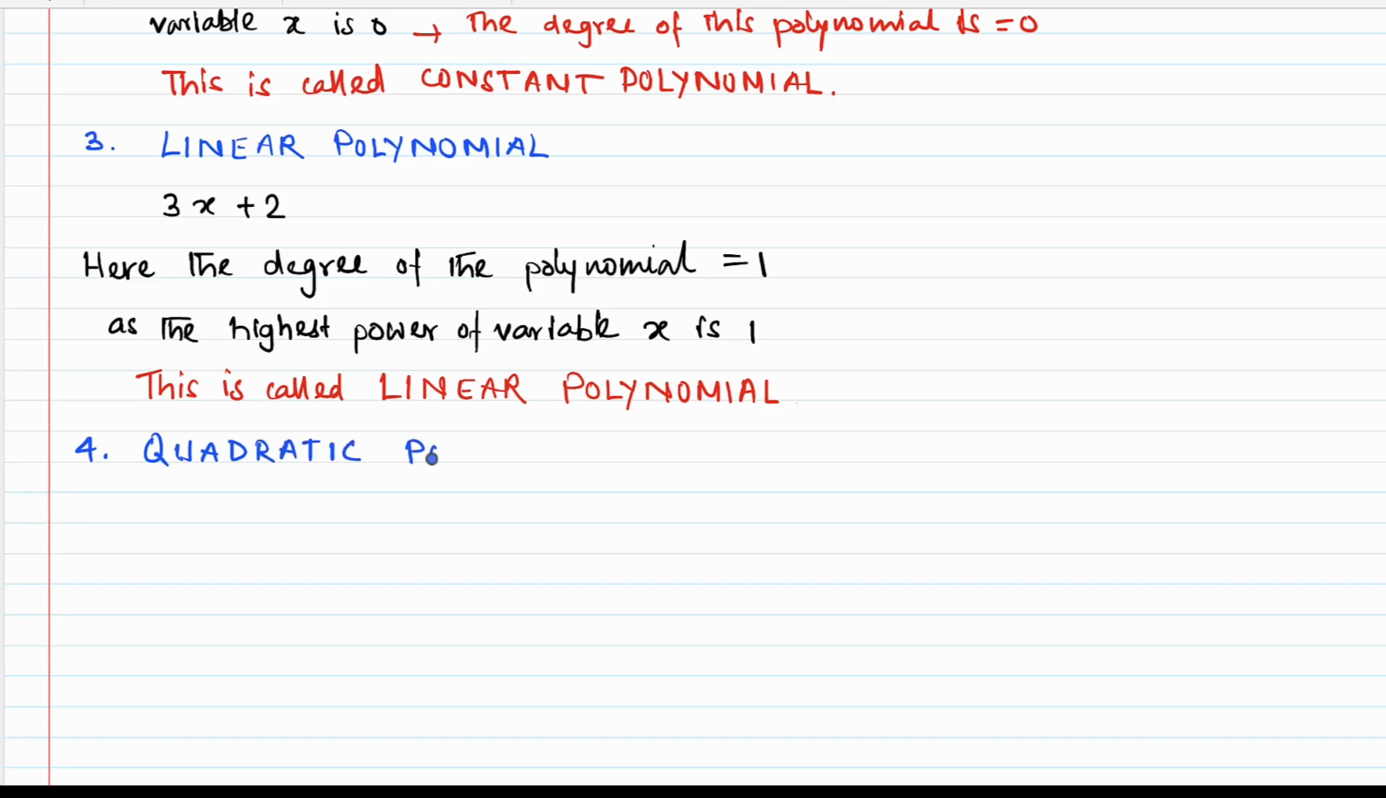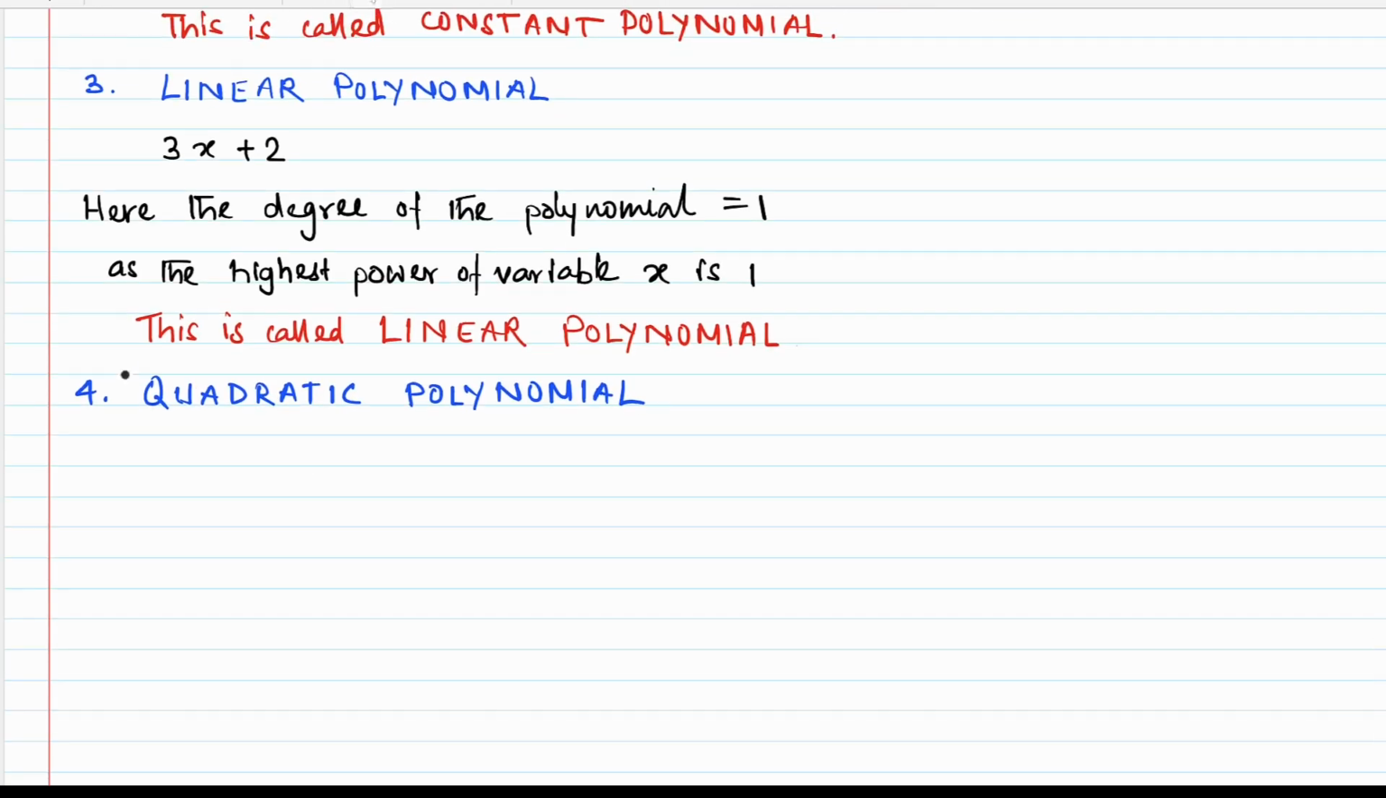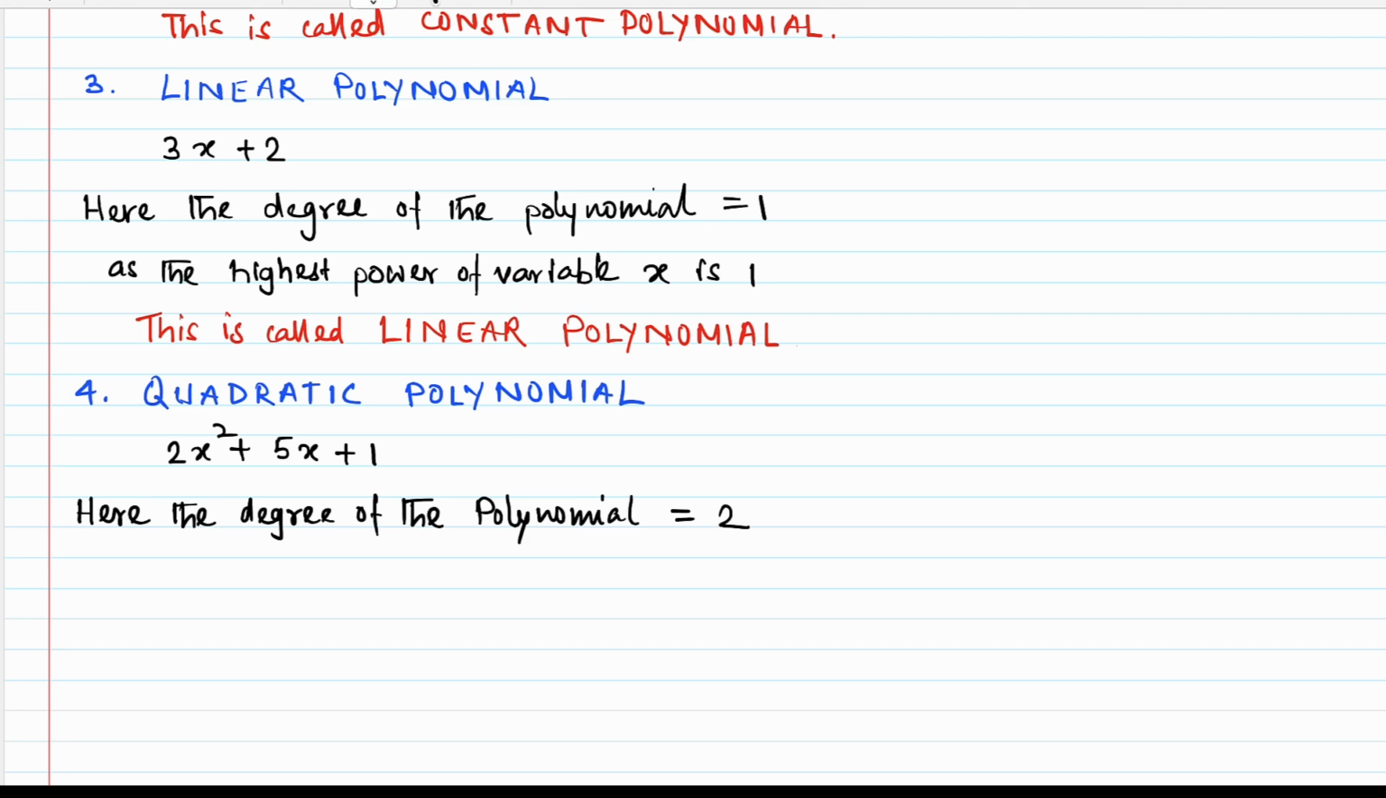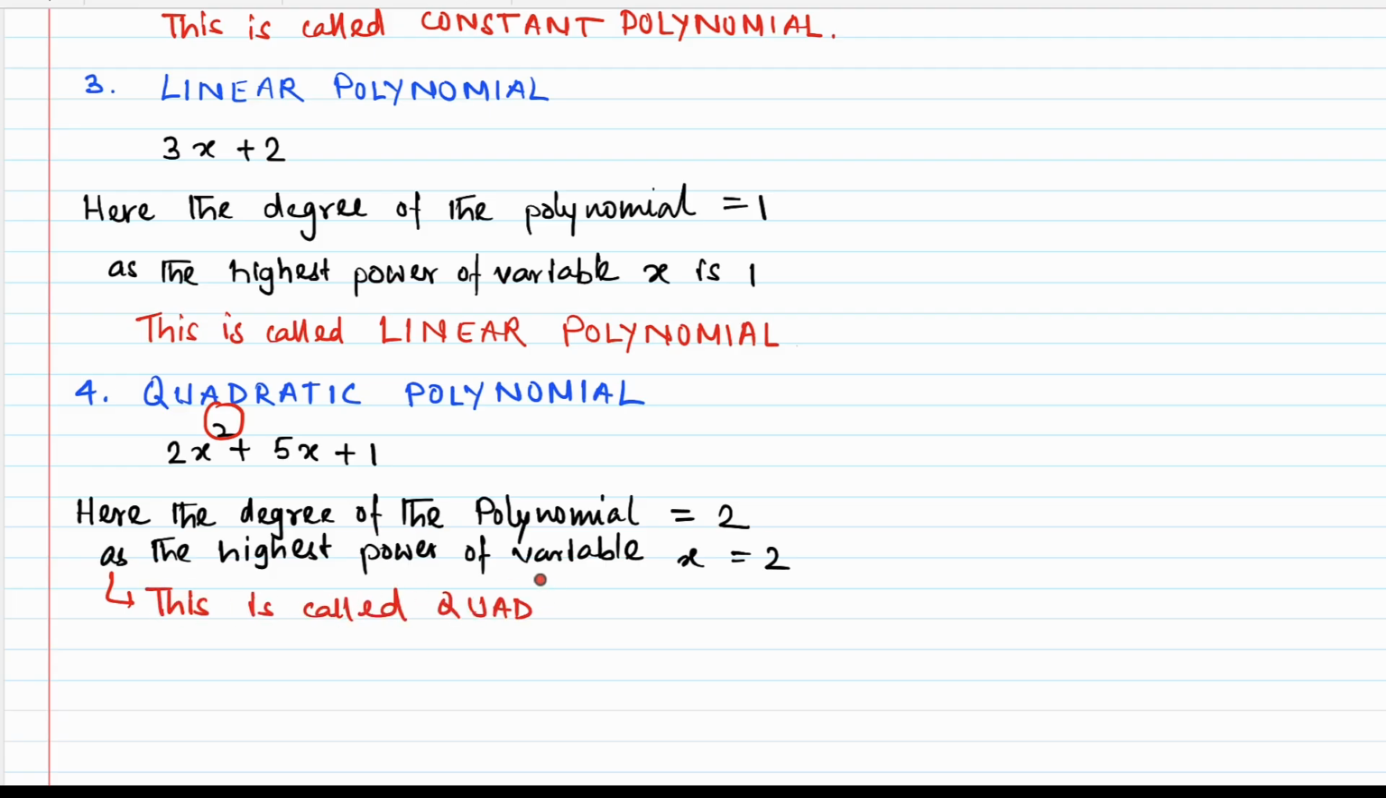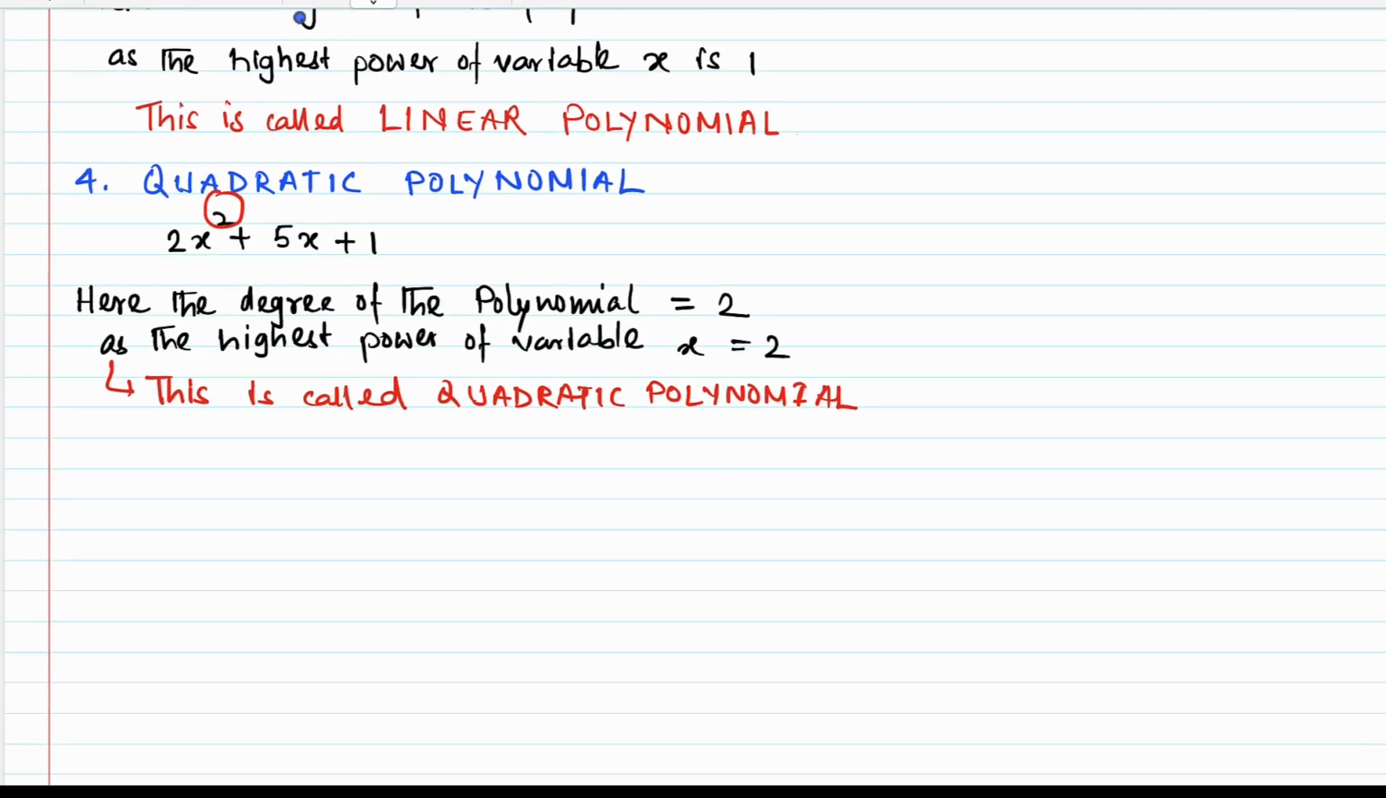Then fourth is the quadratic polynomial. Here, 2x square plus 5x plus 1. What is the degree of this polynomial? We can easily find out from the highest power of the variable x. The highest power of x is 2, and therefore the degree of the polynomial is 2. So a polynomial with degree 2 is called a quadratic polynomial, or we can also say binomial. So linear is monomial, quadratic is binomial.